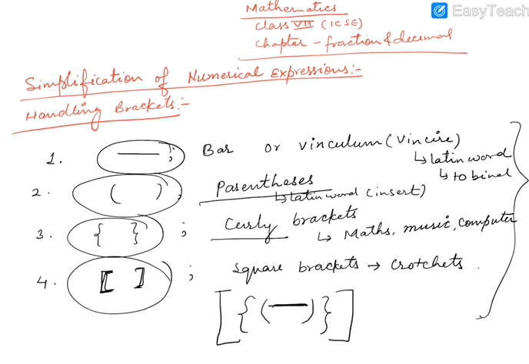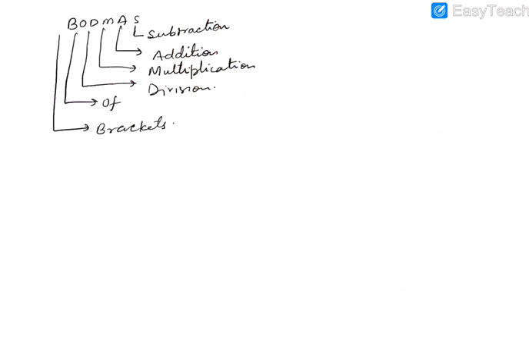Now I'll discuss BODMAS, how to use BODMAS in fractions. You already know this BODMAS. It means B represents brackets, O represents of, D represents division, M represents multiplication, A represents addition, and S represents subtraction. We use BODMAS wherever we have more than two operators. So in case of fractions also we can use BODMAS. I'll explain it with the help of one example.